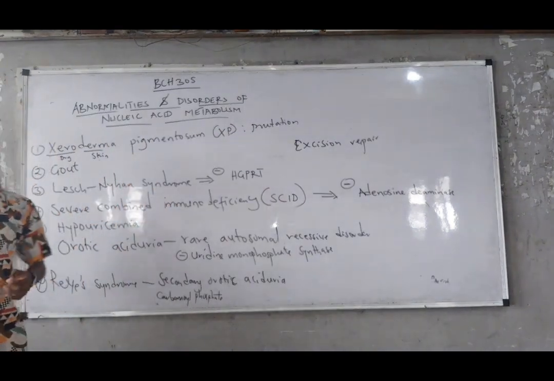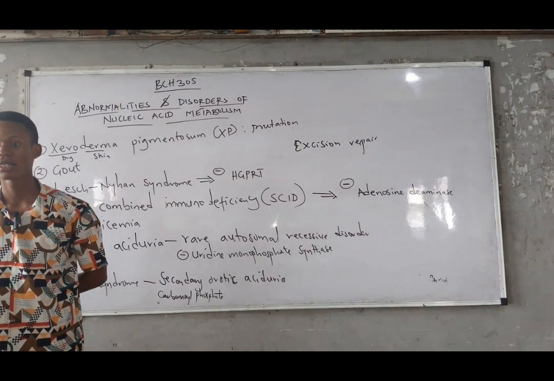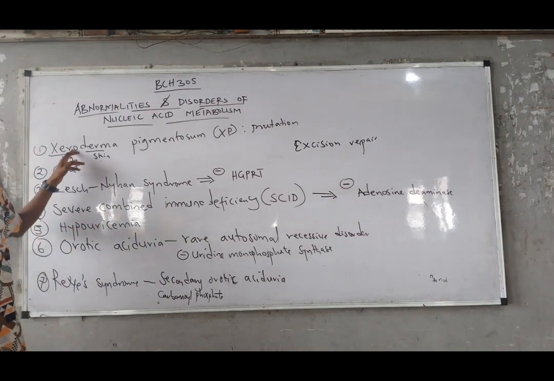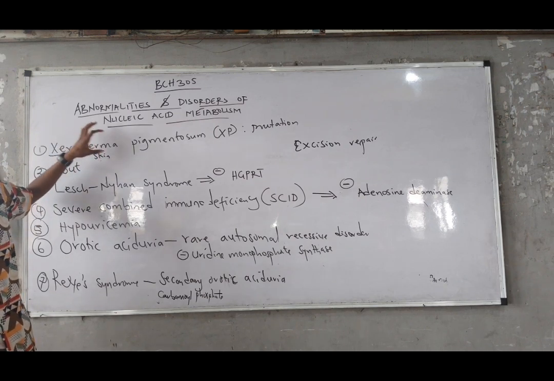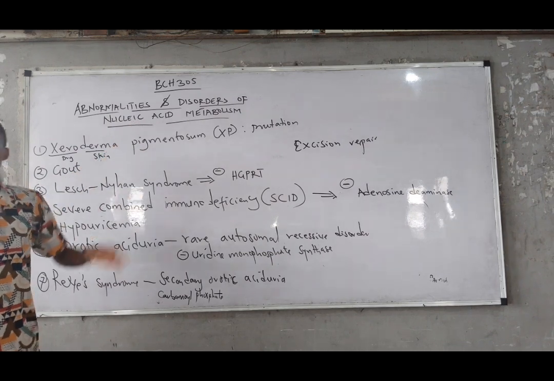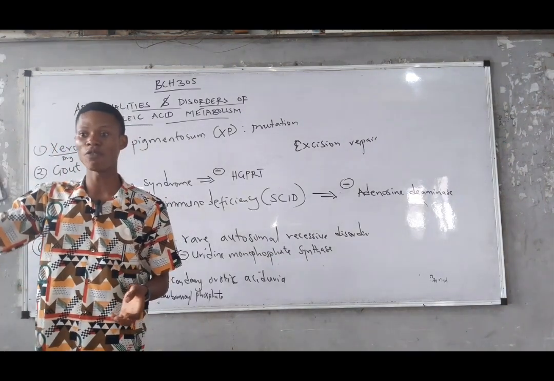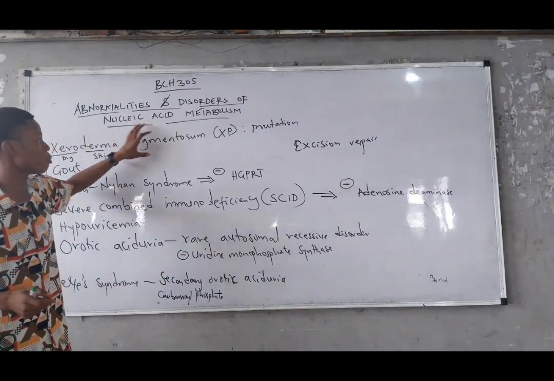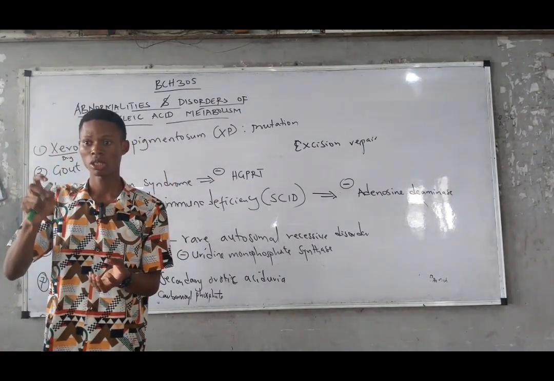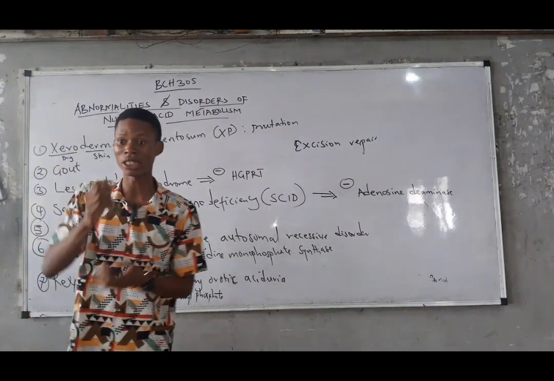All right. What is xero? What is derma? So xeroderma is dry skin. So we said people with Xeroderma pigmentosum, there is a gene that is involved in DNA repair, right? But in people with Xeroderma pigmentosum, that gene is mutated. And so it cannot carry out that function of repairing the DNA.